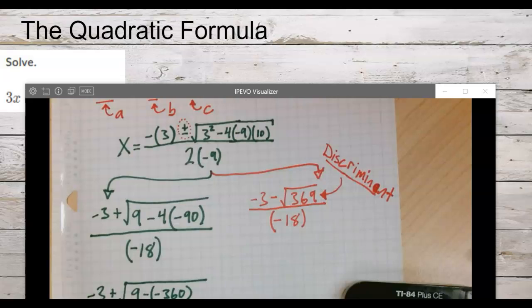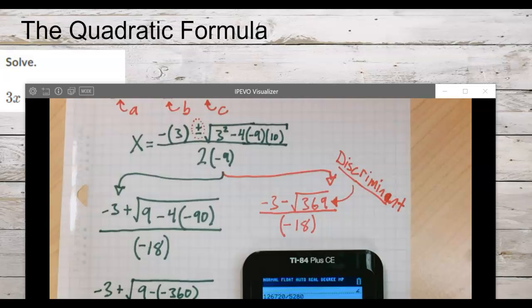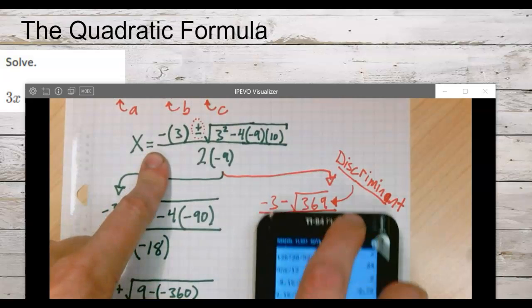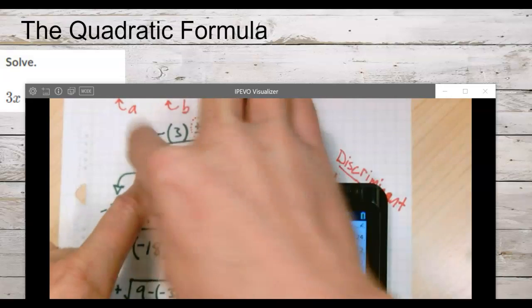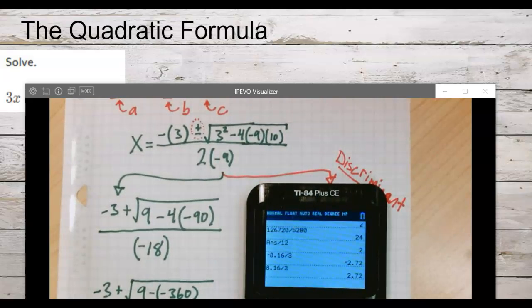Now, the new 84 calculators are slightly smarter, but I want to show you guys an example of if I was trying to type that into my calculator, right? I would type negative parenthesis 3 parenthesis. So if you have a TI whatever, I would get it out and start trying this with me. Square root 3 squared. There's a reason I'm going to type all this like this. -4 parentheses, -9 parentheses, parentheses, 10 parentheses.